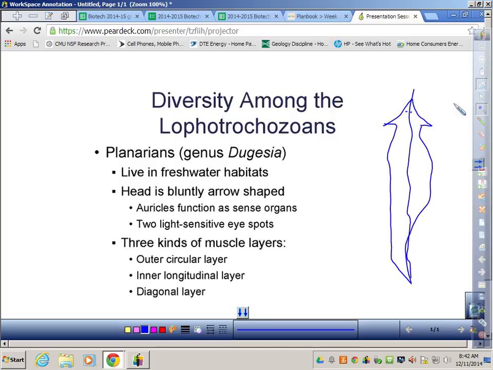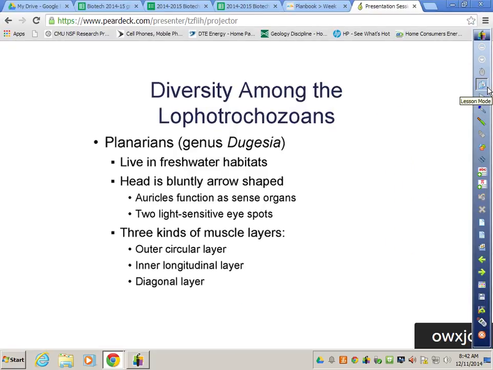If you look on page 531 in your text, there's a good picture of planaria regeneration. In fact, a lot of stem cell research started from looking at planaria. The auricles function as sense organs, and there's two light-sensitive eye spots. We don't call them eyes because they do sense light, but they aren't really doing it in a visionary sense. They don't have that optic nerve and the processing to do that.